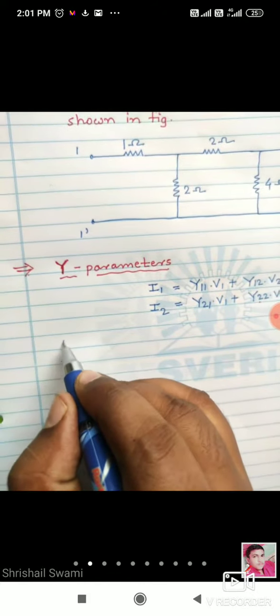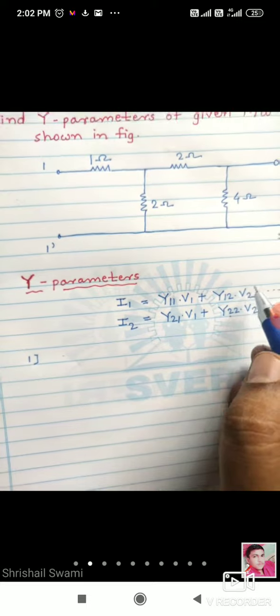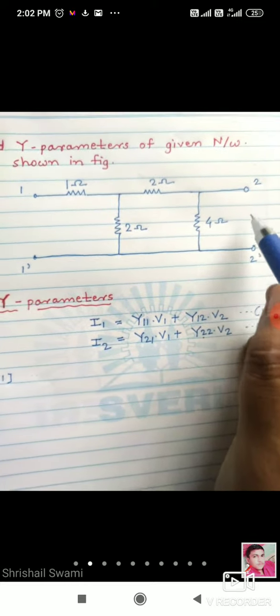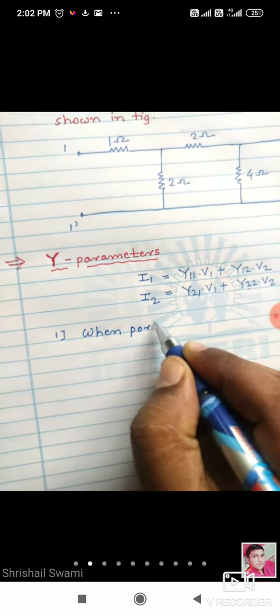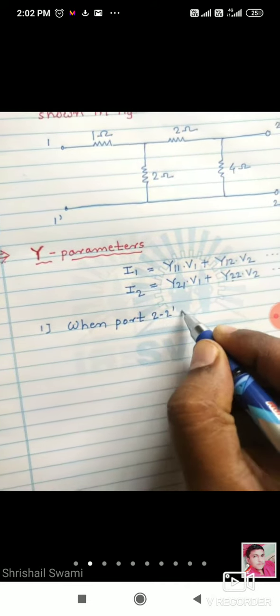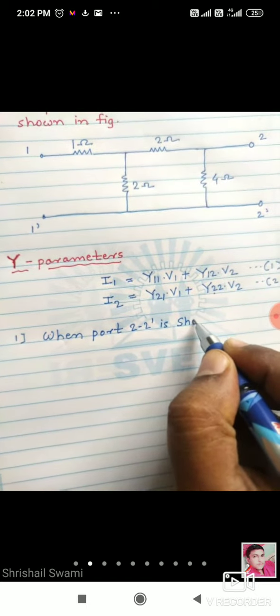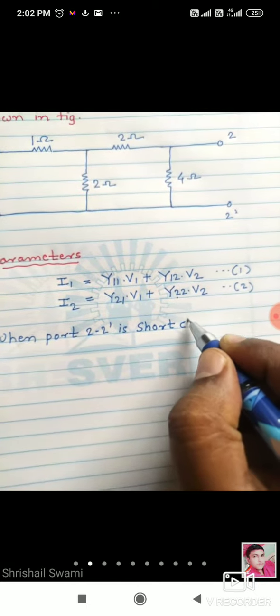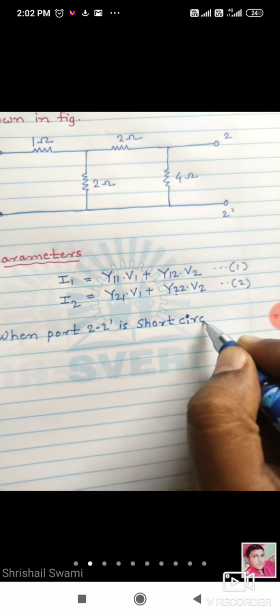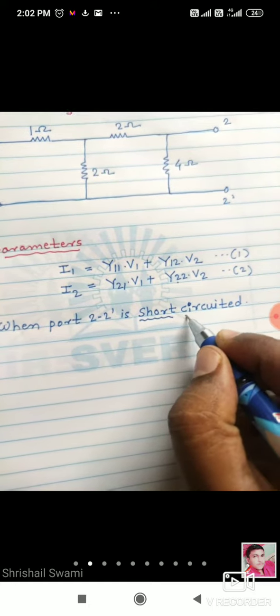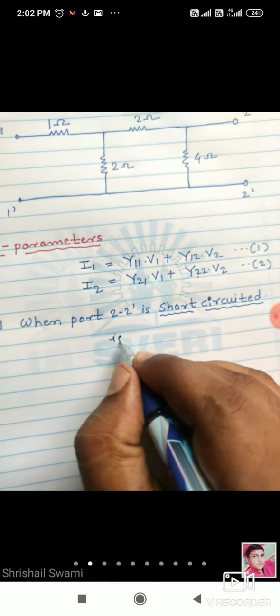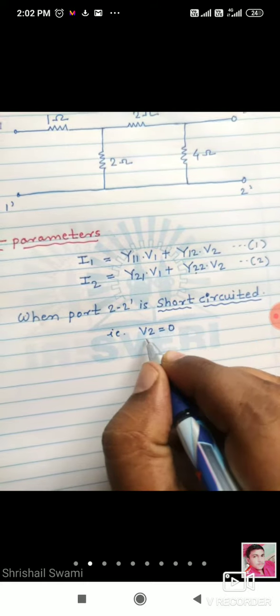Okay, now next. So first of all, V2 equal to 0. V2 equal to 0 means what? Second port you have to make it short. So how to write that? When port 2 dash is short circuited. Now what is the meaning of this? That is V2 equal to 0.